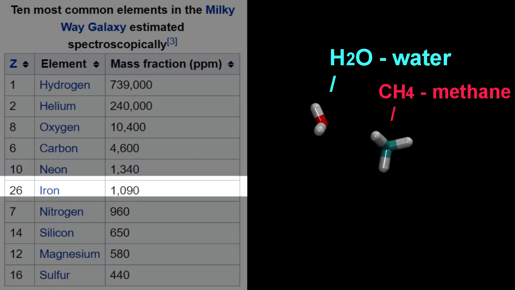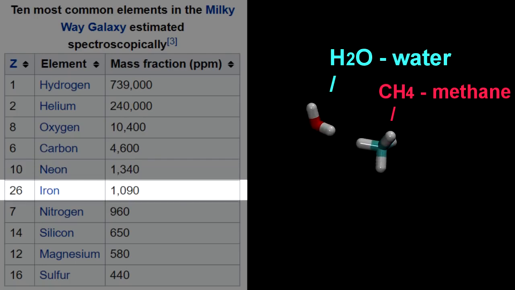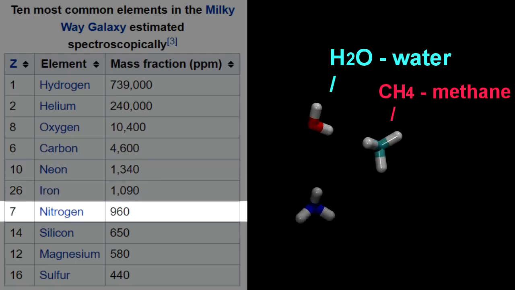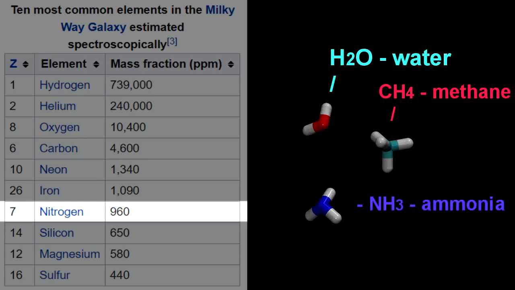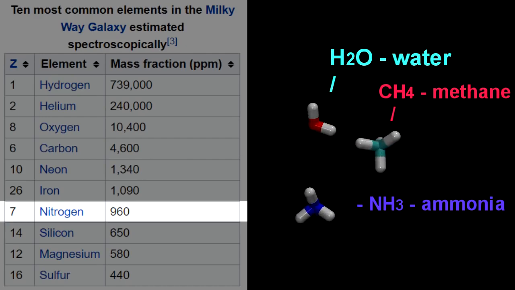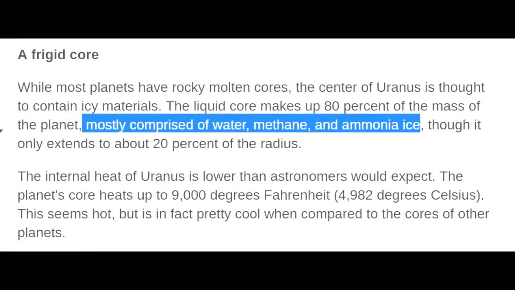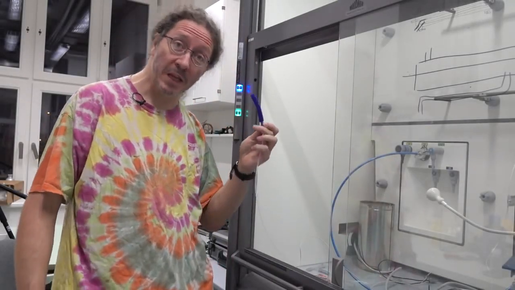Neon and iron really don't form much in the way of hydrides, and next down the list is nitrogen, and the hydride of nitrogen is ammonia. And it's maybe not surprising that if you take a look at the outer planets, they basically reflect this. They're mostly hydrogen and helium with a bit of water, methane, and ammonia. So what is ammonia? Cool, so this is ammonia.